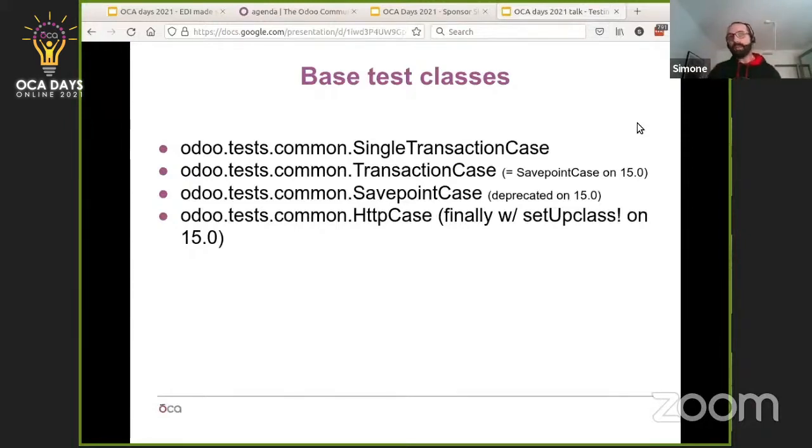Then we have HttpCase, which finally has setUpClass, because now it's based on the new TransactionCase, which finally behaves like a SavepointCase. This means that the HTTP test case will be faster, because you can put all the setup of your test inside setUpClass, so it's going to run only when the test class is initialized.